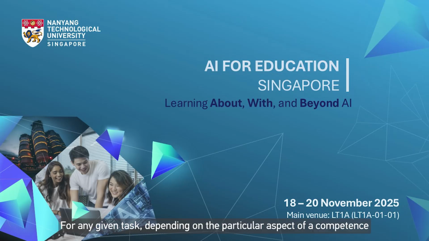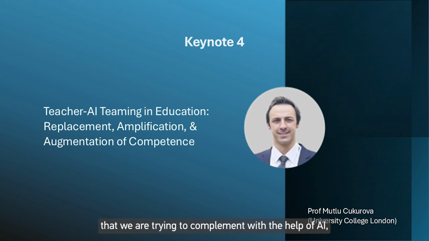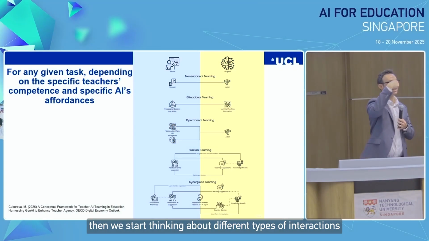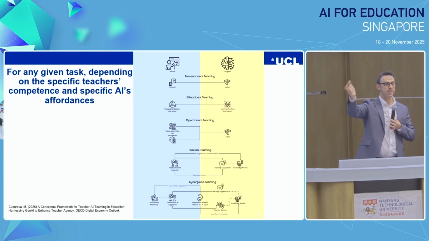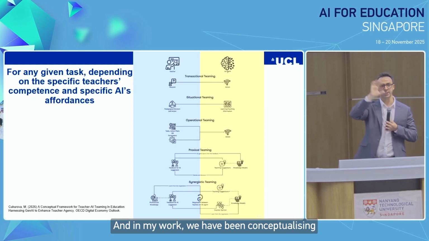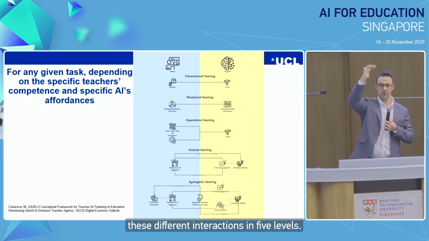For any given task, depending on the particular aspect of a competence that we are trying to complement with the help of AI, then we can start thinking about different types of interactions that would lead to this complementarity. And in my work, we have been conceptualizing and trying to categorize these different interactions in 5 levels.